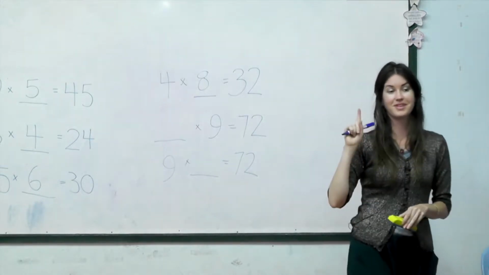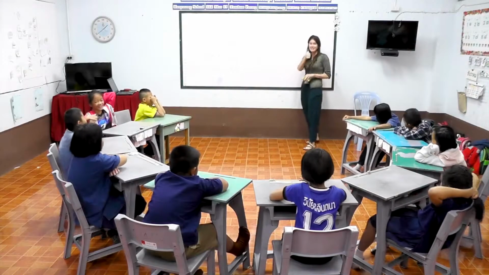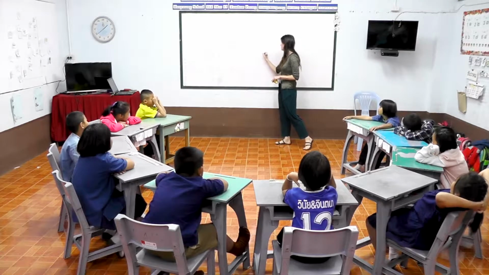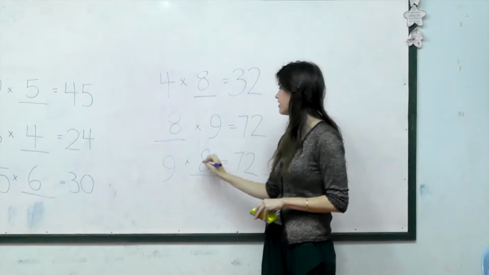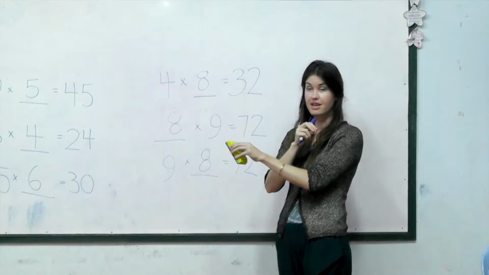I got it. We got it? 1, 2, 3. Yay! Very nice. 8 times 9, 72. 9 times 8 equals 72. We have multiplication, we can change the order, and that's okay, doesn't matter.